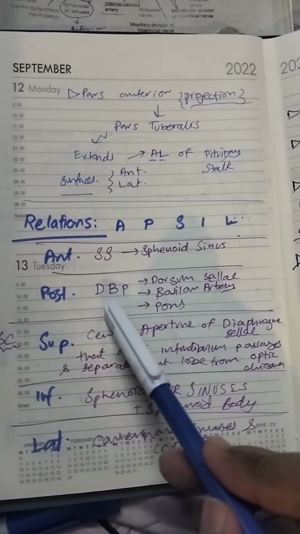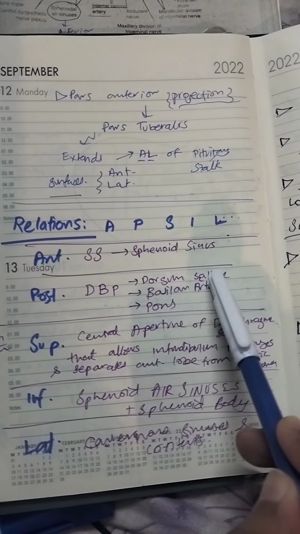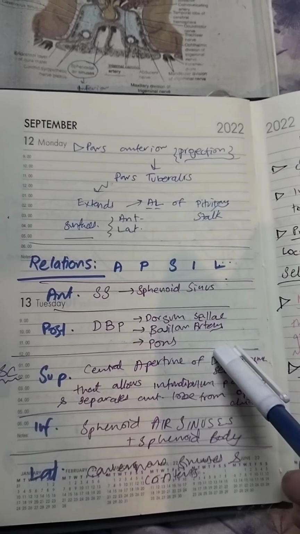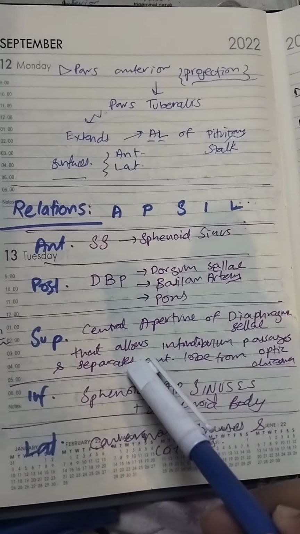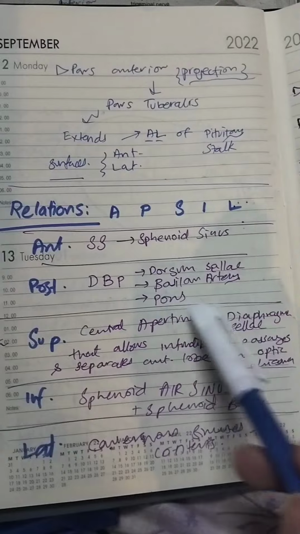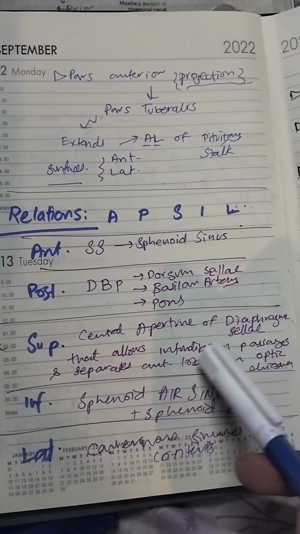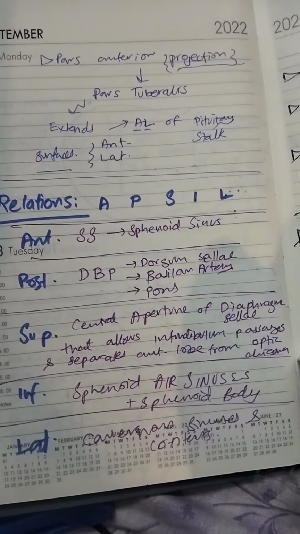And posteriorly, we are going to have DBP. DBP is dorsum sellae, the basilar artery, as well as the pons. So we cannot see these structures here because they are present more posteriorly. And then superiorly, we are going to have the central aperture of the diaphragma sellae. The central aperture is an aperture through which the infundibulum is going to pass, which is going to separate the anterior lobe from the optic chiasma.